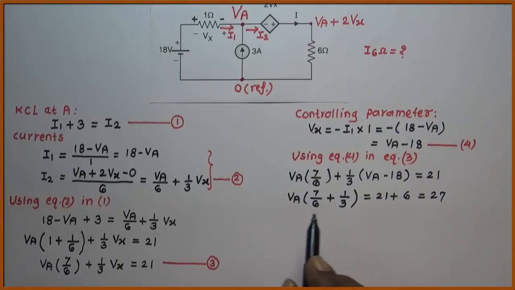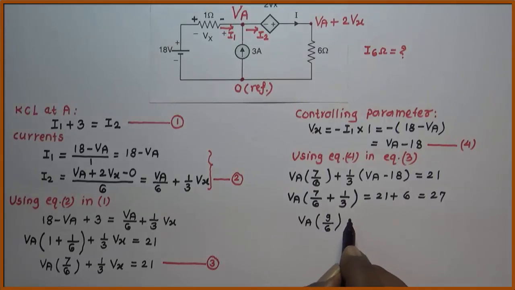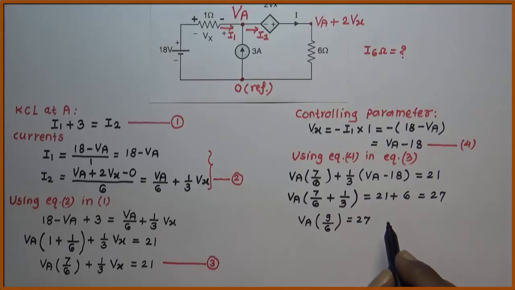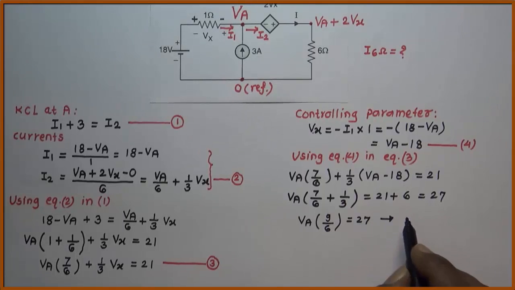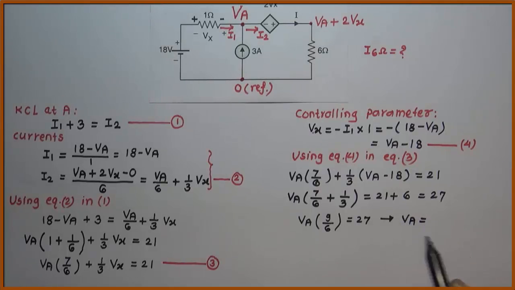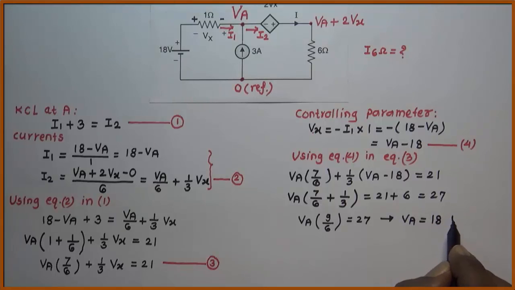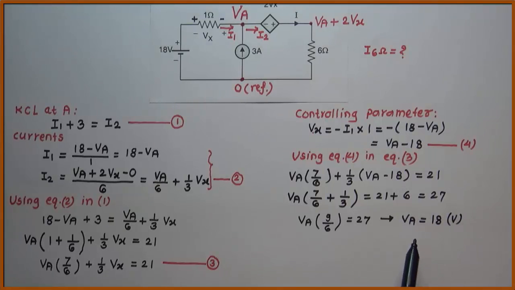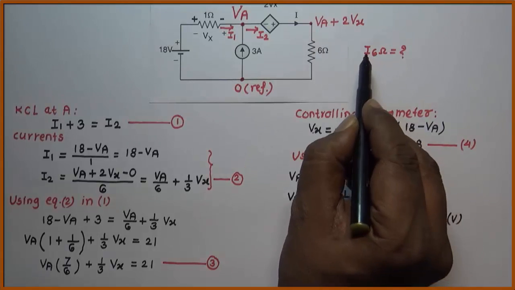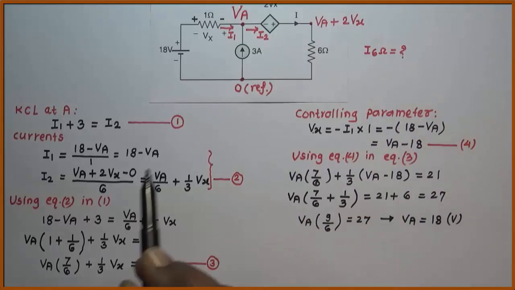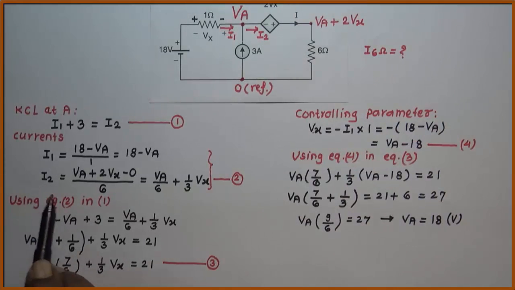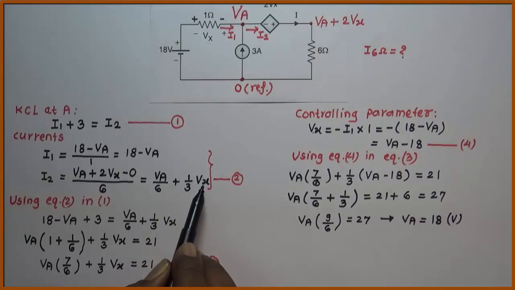Now if you simplify this, then we get Va into 9 by 6 is equal to 27. That gives Va equal to, this is 9, this is 27, so 3 will be here, 6 and that 3 will make it 18. So we have Va is equal to 18 volts. Our problem is not to find Va. Our problem is to find current flowing through the 6 ohm resistor. And current in the 6 ohm resistor is nothing but I2, which is Va by 6 plus 1/3 Vx.